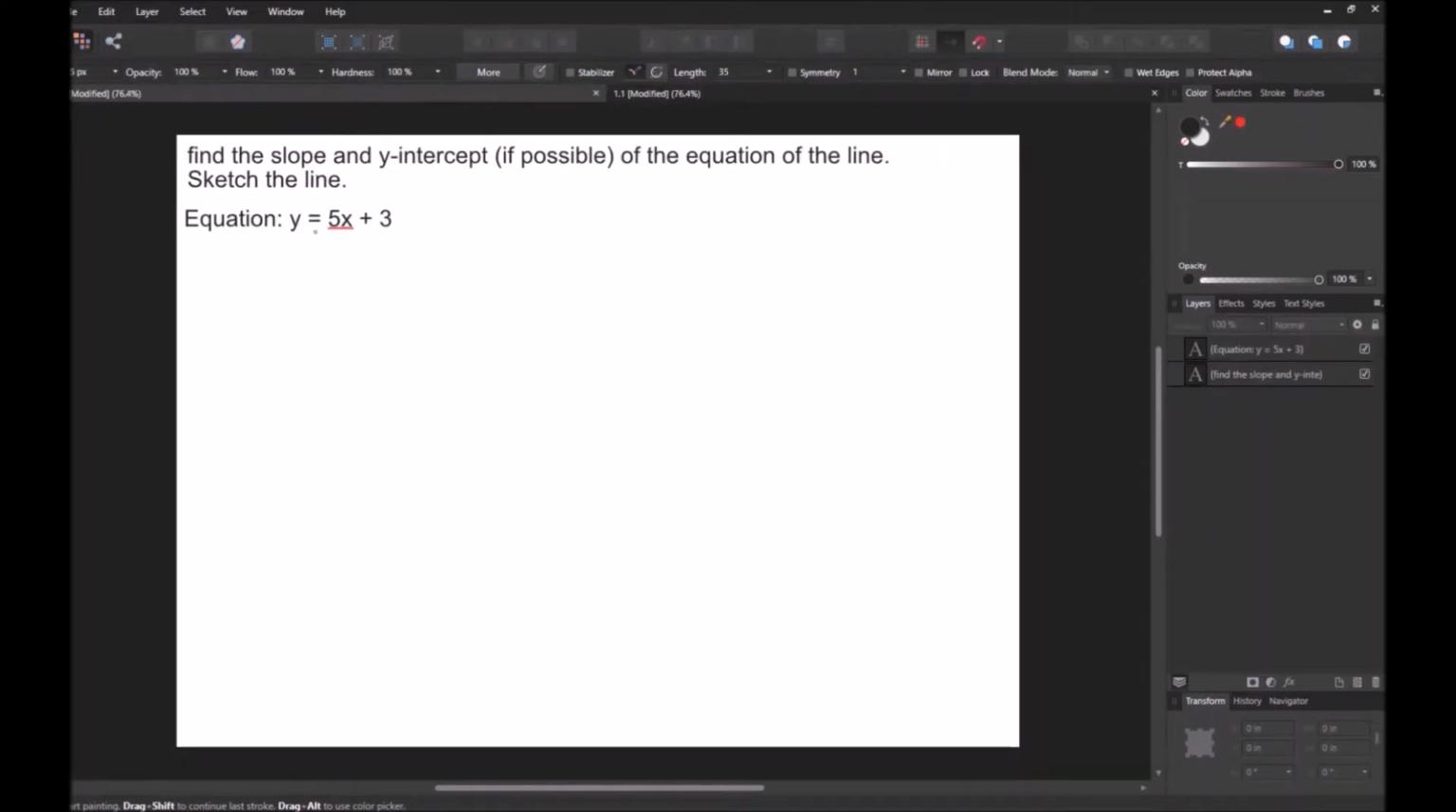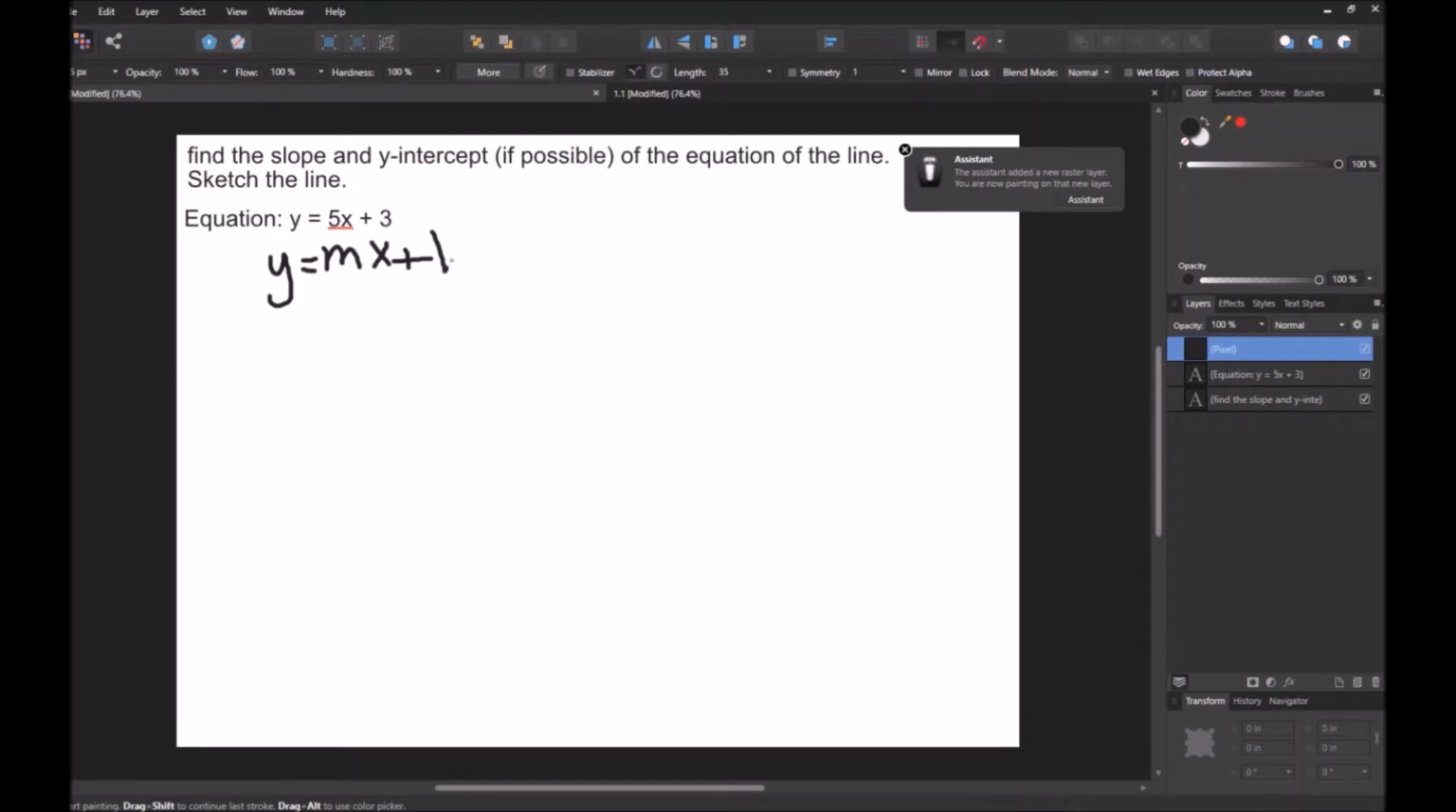Okay, so in this next question we are asked to find the slope and y-intercept, if possible, of the equation of the line. And then we are asked to also sketch the line. And the equation we're given is y equals 5x plus 3. So to find the slope, remember, this is in slope-intercept form. It's in y equals mx plus b form. And m is our slope. This is actually going to be our slope right here.